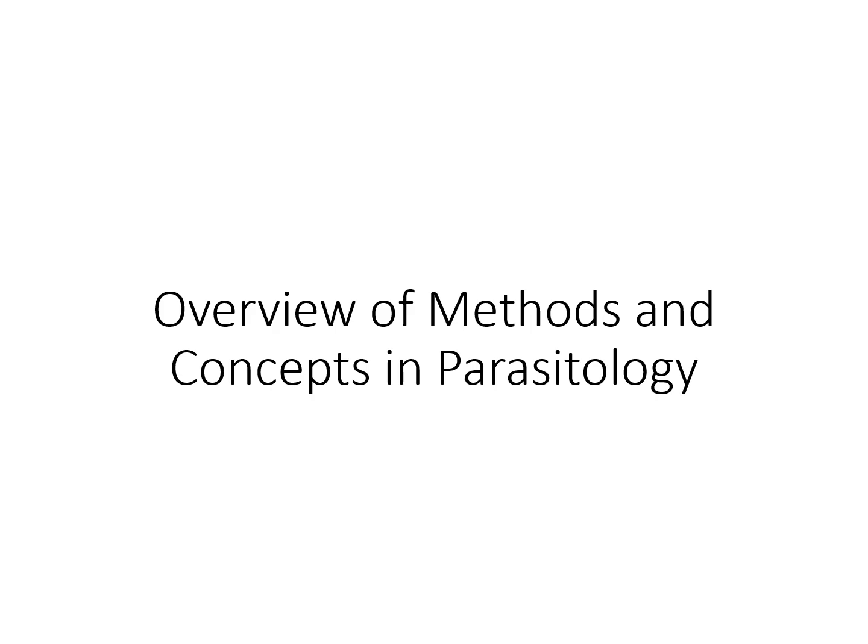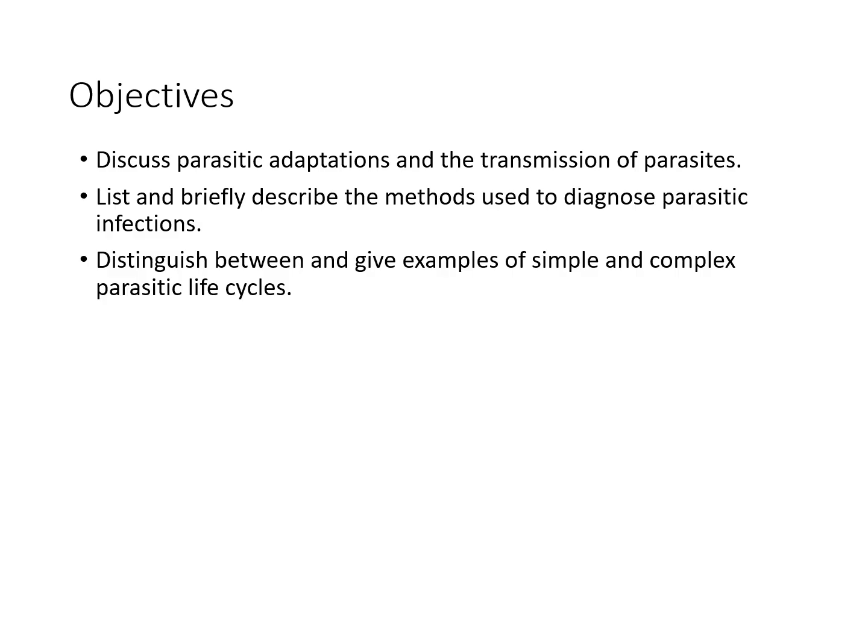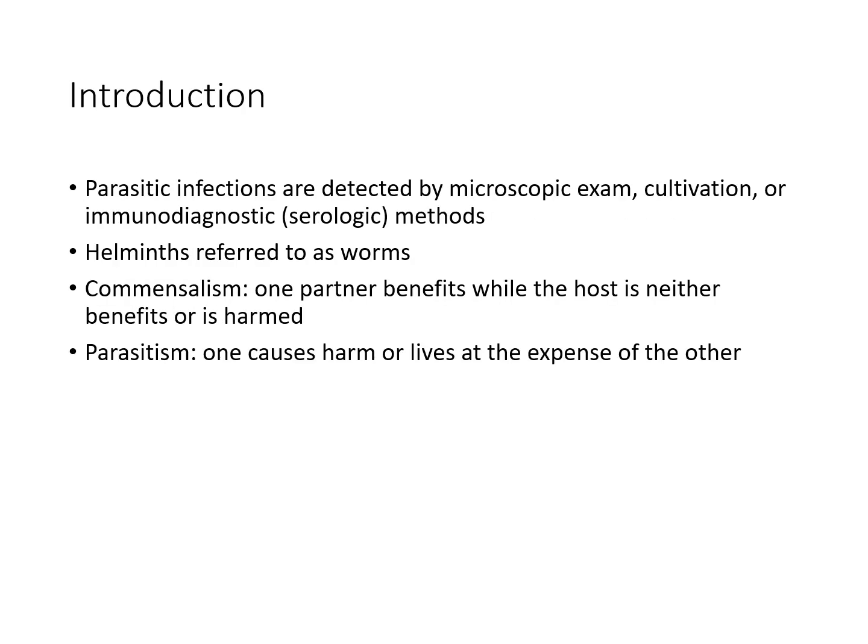Overview of methods and concepts in parasitology. Some detection methods for parasitic infections include microscopic examination. So this would be the identification of parasites or their oocysts, which are eggs, in clinical specimens. We can also do cultivation, which would be growing certain parasites in specialized media or cell cultures for identification.